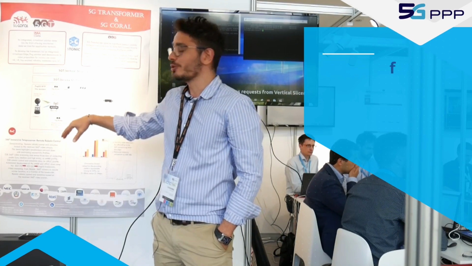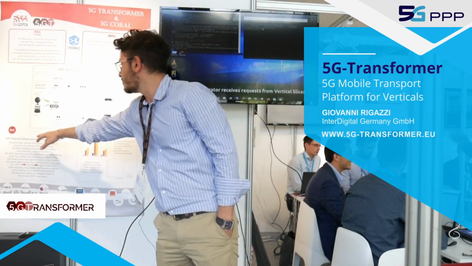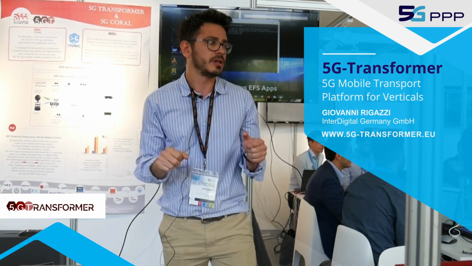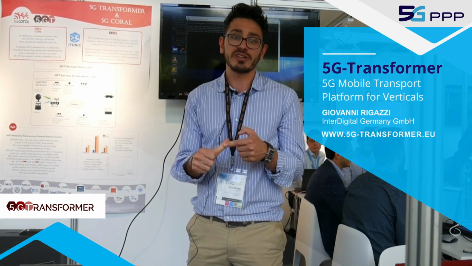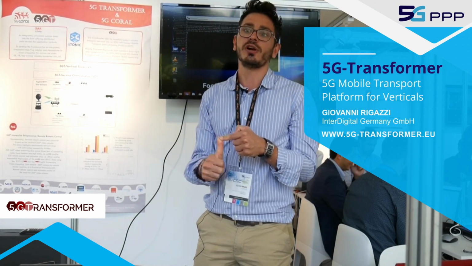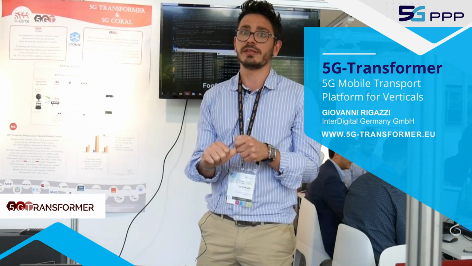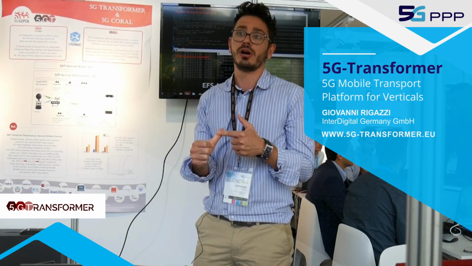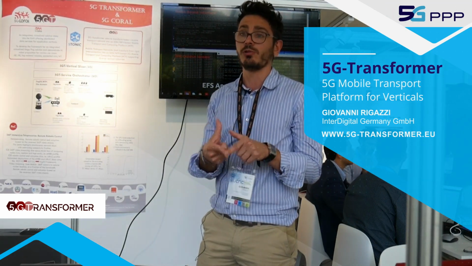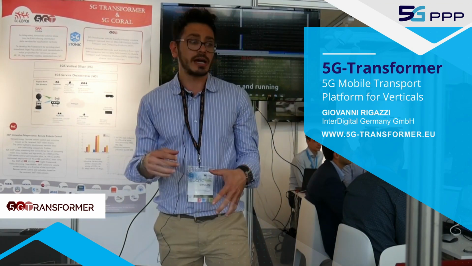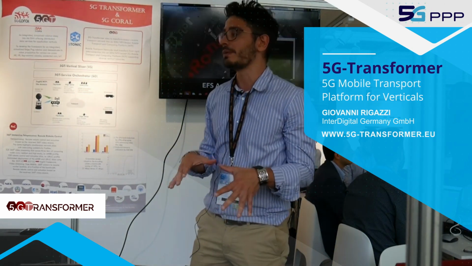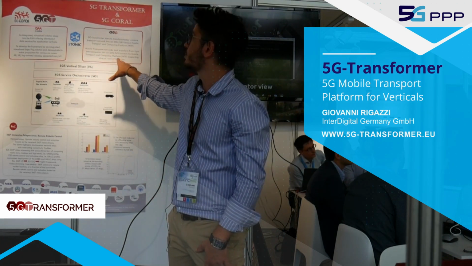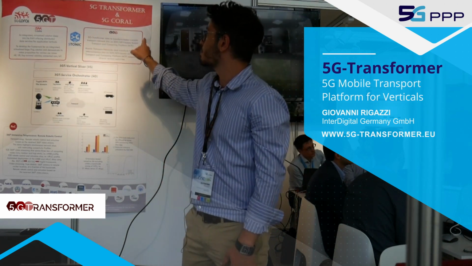Here we have our use cases: 360 immersive telepresence and robotic control. So we have two different services we need to handle. The first one is 360 immersive video streaming, so it's very high quality, high definition, ultra-broadband type of communications. The other one is robotic control, which is ultra-reliable and low latency. How are we going to handle these two kinds of services at the same time is by using the resources of two different projects: one is 5G-Transformer, and the other one is 5G-CORAL.